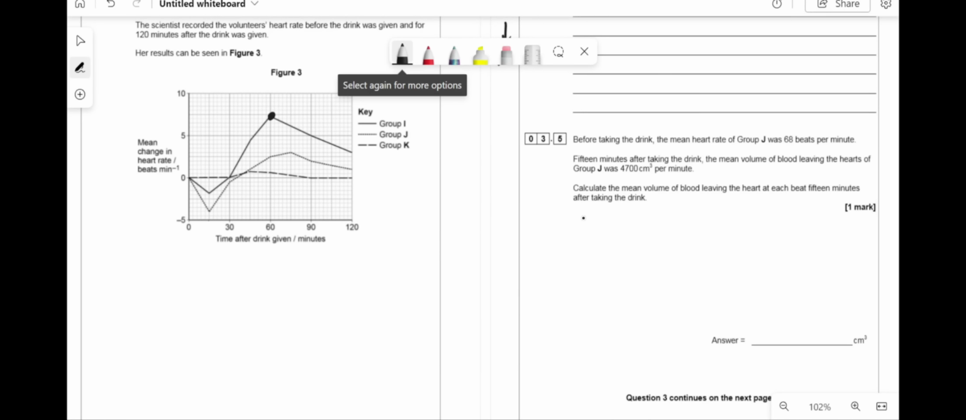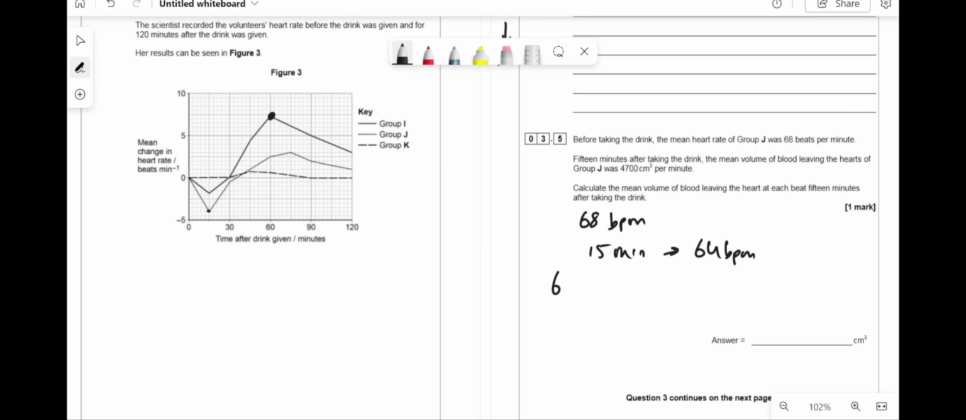So at the start, before they even did anything, their heart rate was 68 beats per minute. We need to work out what their heart rate was 15 minutes after. After 15 minutes, their heart rate was around here, which if you read across the scale is a mean change of -4. So 15 minutes later, their heart rate was actually 64 beats per minute.